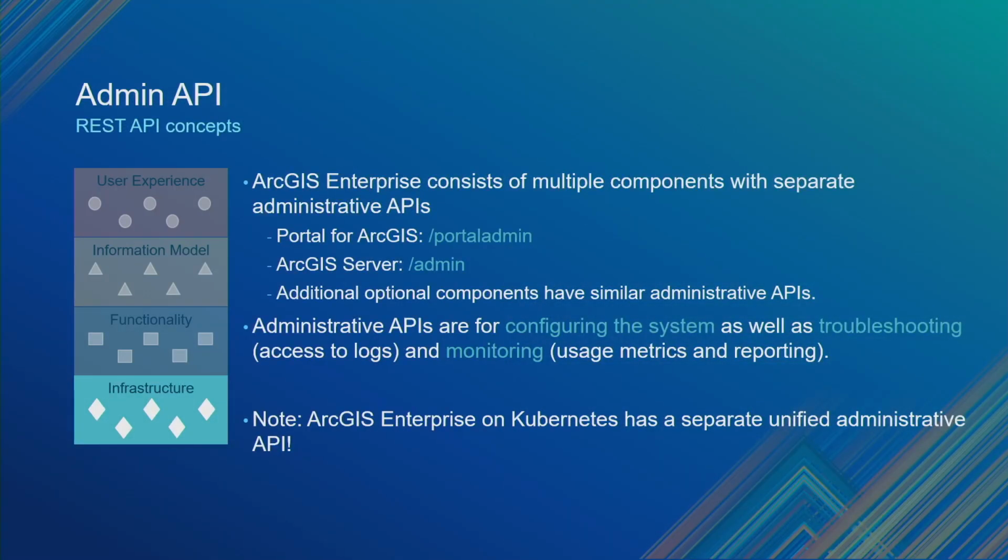And so the last set of APIs I want to go over here is the admin API. And now we're working at that infrastructure level. And as I mentioned, each component has their own set of admin APIs, so it's different for portal and server, and for each server machine, you'll be able to choose which one you want to engage with. You can leverage this API to set up your environment, to troubleshoot this environment, and also just to monitor ArcGIS Enterprise.